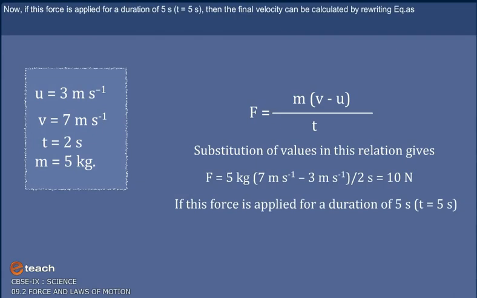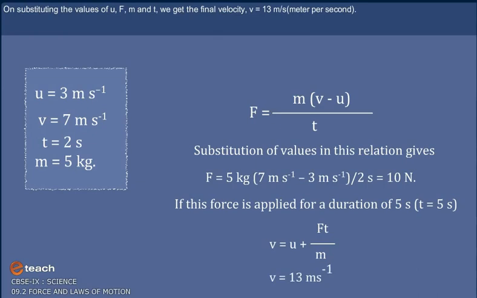If this force is applied for a duration of 5 seconds, t = 5 seconds, then the final velocity can be calculated by rewriting the equation as v = u + Ft/m. On substituting the values of u, F, m and t, we get the final velocity v = 13 m s^-1.